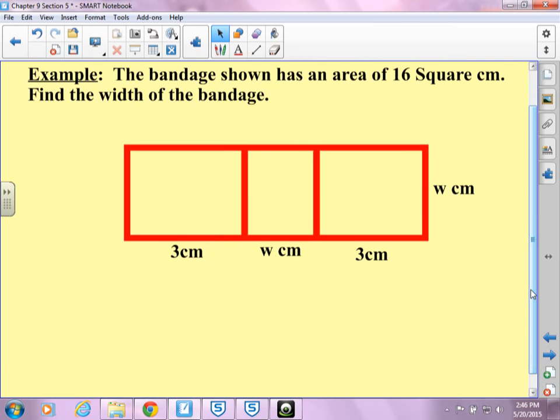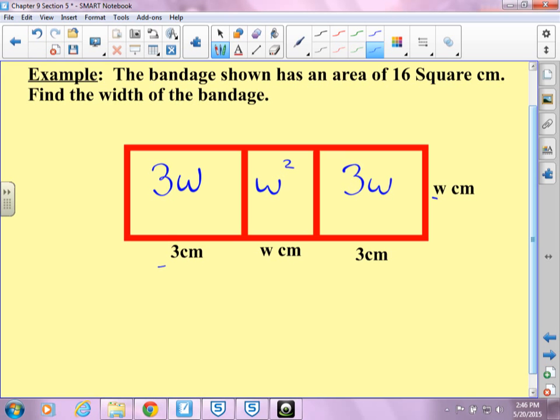It says the bandage shown has the area of 16 square centimeters. Find the width of the bandage. So what I need to do is find the area of this, and then set it equal to 16, right? So let's take a look at this. It's all ready to go. I've got W and 3 right here, and if I multiply them together, I get 3W. And if I multiply W times W, I get W squared. And 3 times W, I get 3W.